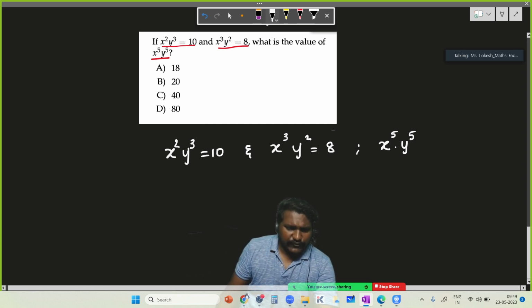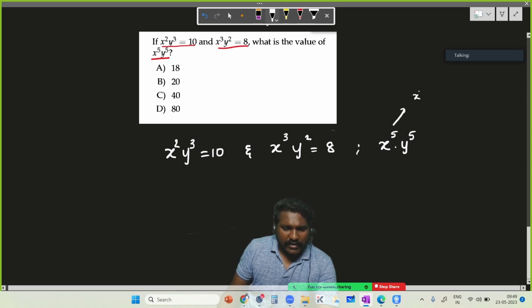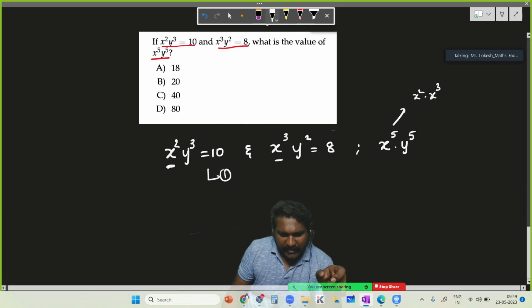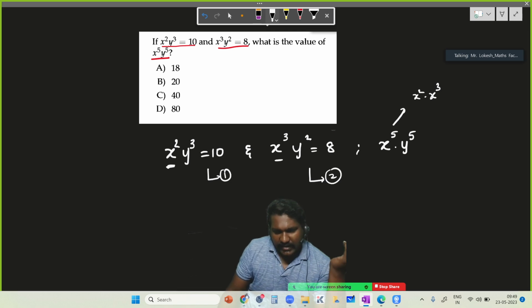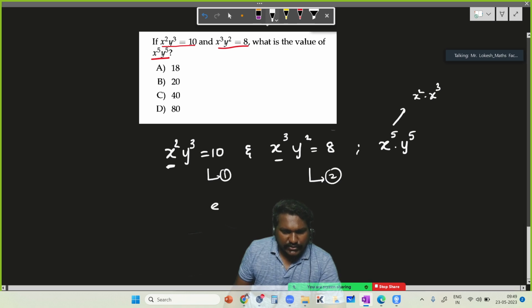If you observe carefully, x power 5 is nothing but the product of x square into x cube, because we know that a power m into a power n can be written as a power m plus n. Here we got x square and here we got x cube. That means if we multiply equation 1 and equation 2 on both sides and obtain the product of these two terms, then we can directly find the answer. So let me multiply equation 1 and equation 2.